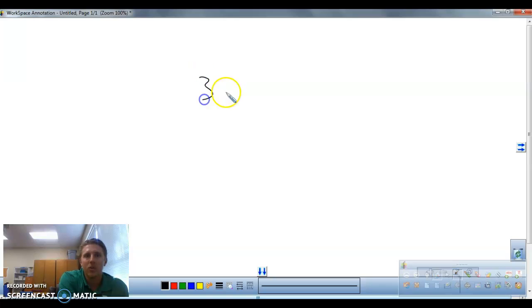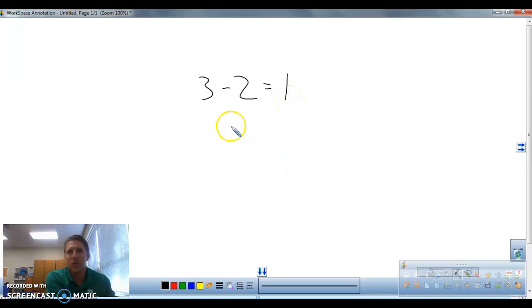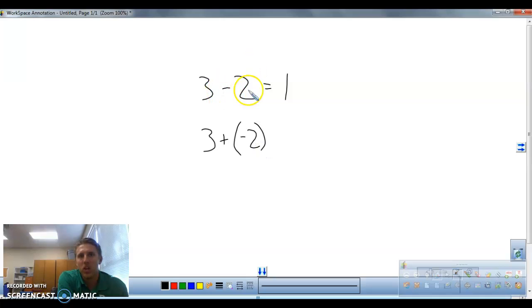Okay, so if we had 3 minus 2, we know that's 1, right? We've known that since kindergarten as well, or somewhere around there. Okay? Now, this can also be written, remember, you can rewrite a subtraction problem as an addition if you add the opposite. We're subtracting positive 2. Here we're adding negative 2.